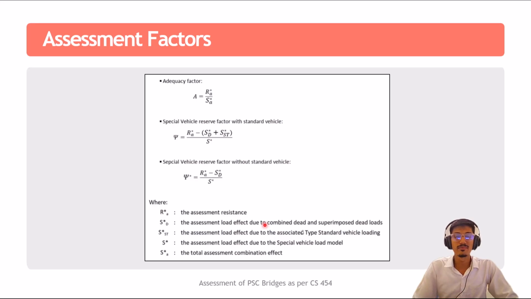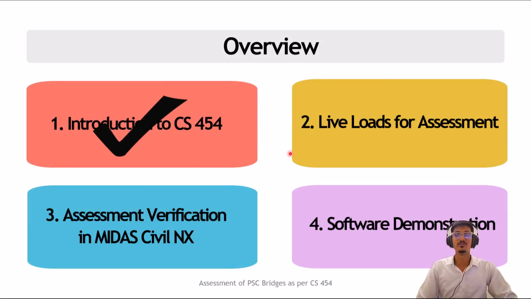To give you a brief idea, the adequacy factor is basically the resistance divided by the total assessment effect, which is denoted by A over here. And there are 2 factors, which are the reserve factors for special vehicles, with standard vehicles and without standard vehicles. You can see over here, RA star is the assessment resistance and S star is basically the assessment load effect due to the special vehicle. Both of these pertain to the special vehicles, but one is with standard and one is without standard. We shall see later what each of them represents.